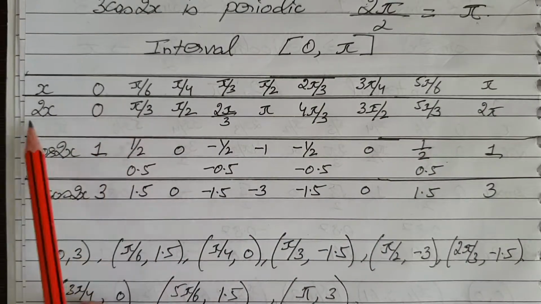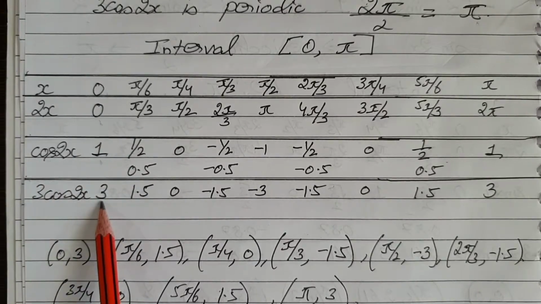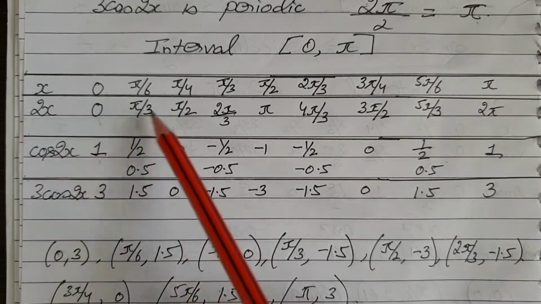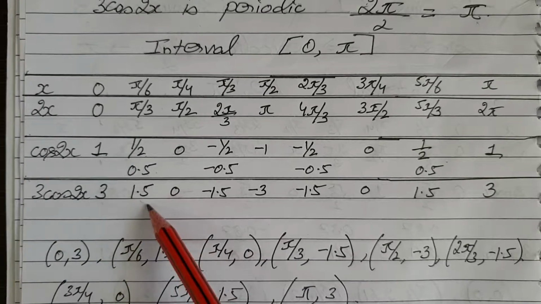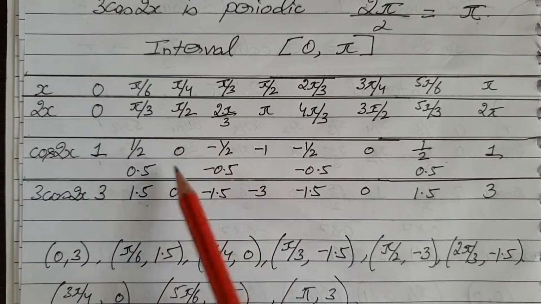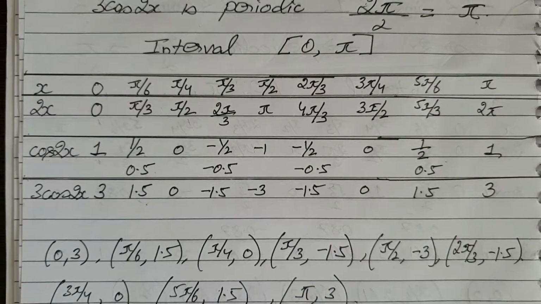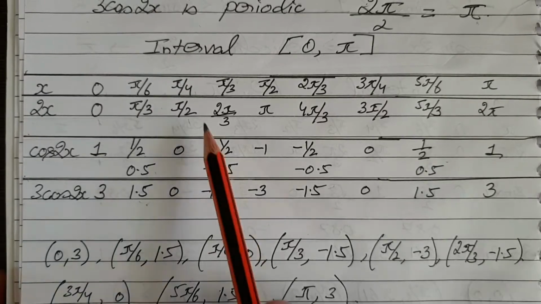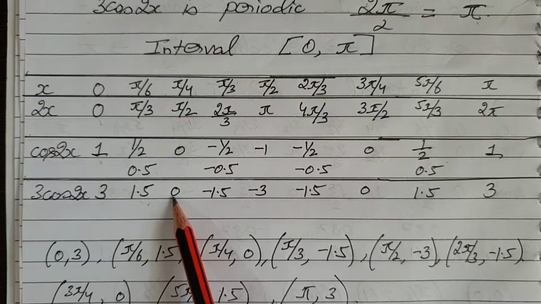So when x is 0, 2x is twice of 0, which is 0, but cos 0 is 1, and 1 times 3 is 3. Pi by 6, twice of pi by 6 is pi by 3. Now cos pi by 3 is 1 by 2, which is 0.5, and 3 times 0.5 is 1.5. Pi by 4, twice of pi by 4 is pi by 2. Cos pi by 2 is 0, then thrice of 0 will be 0.